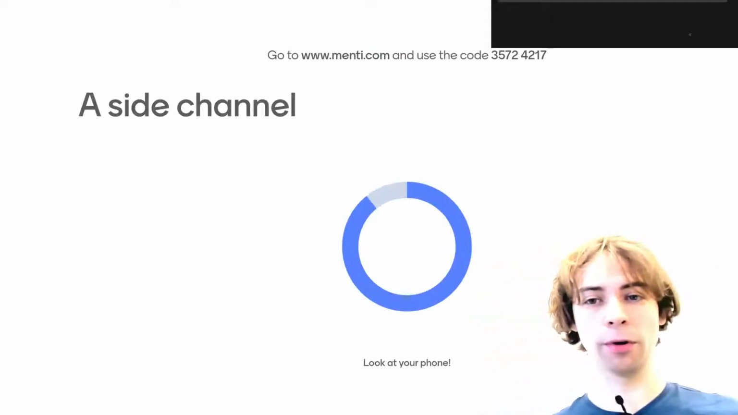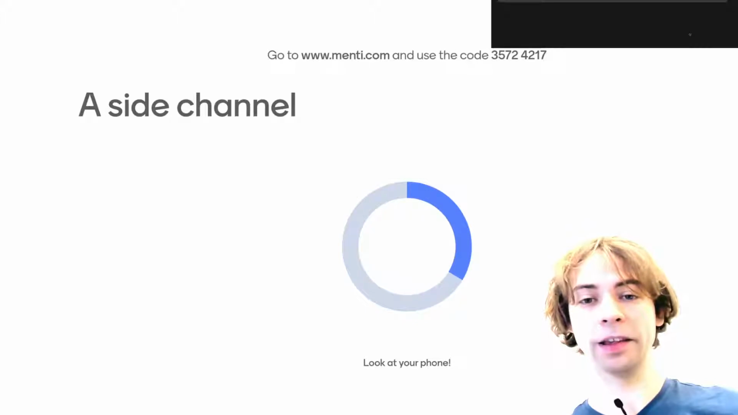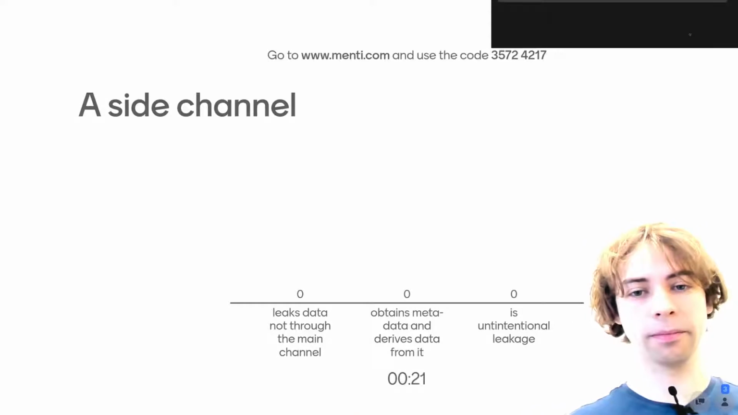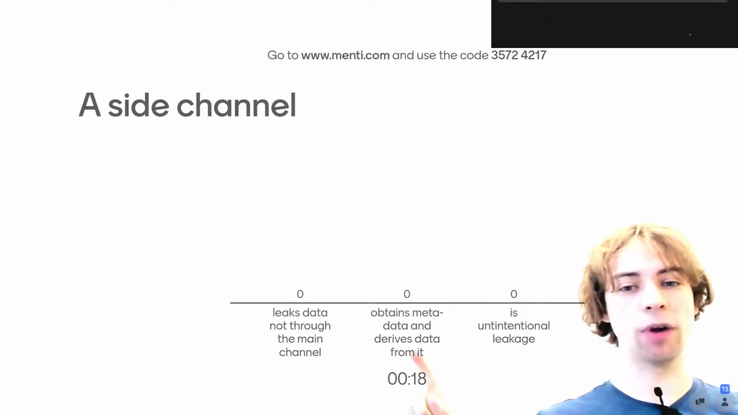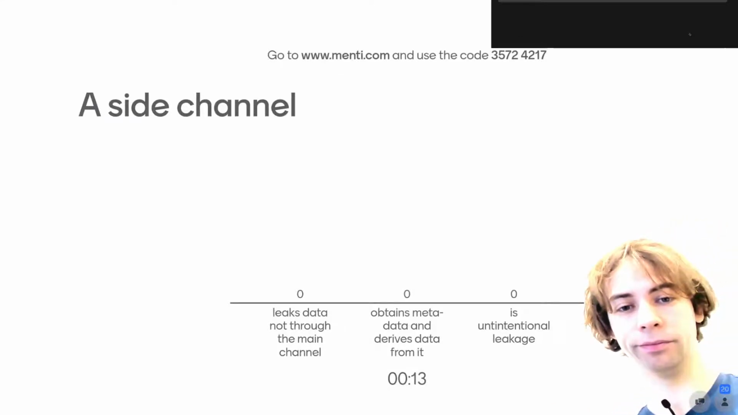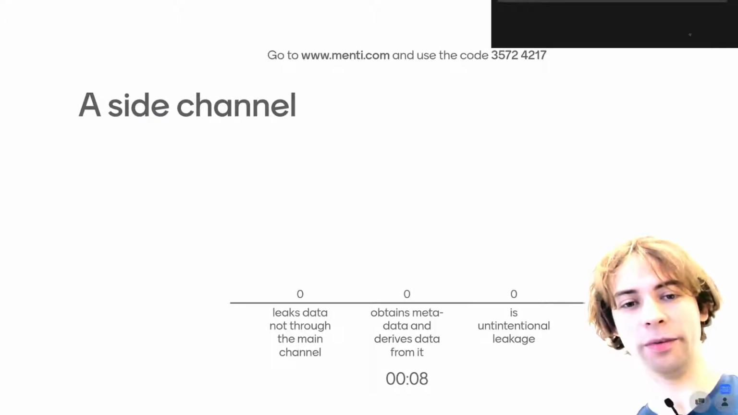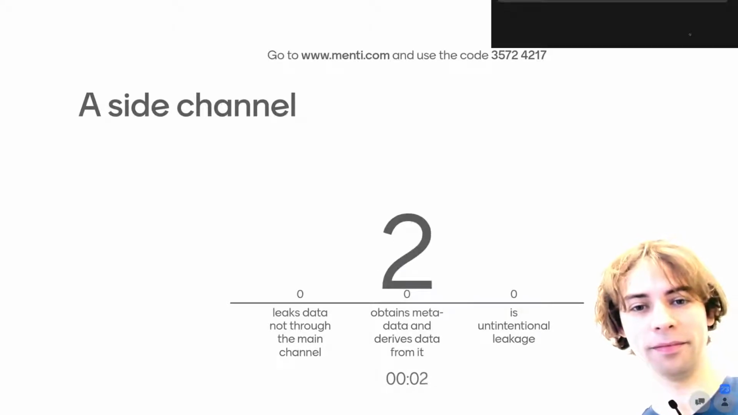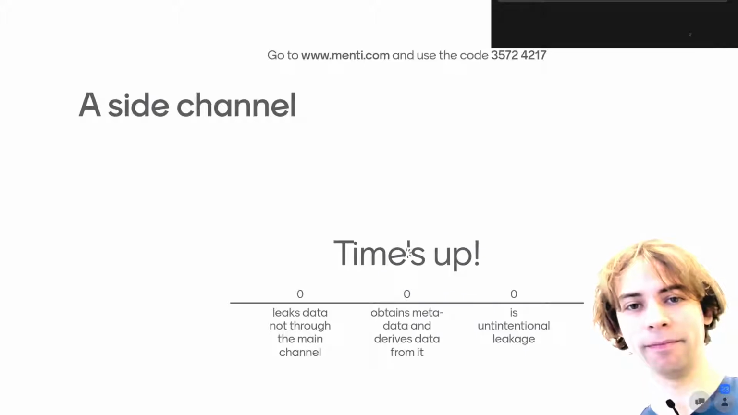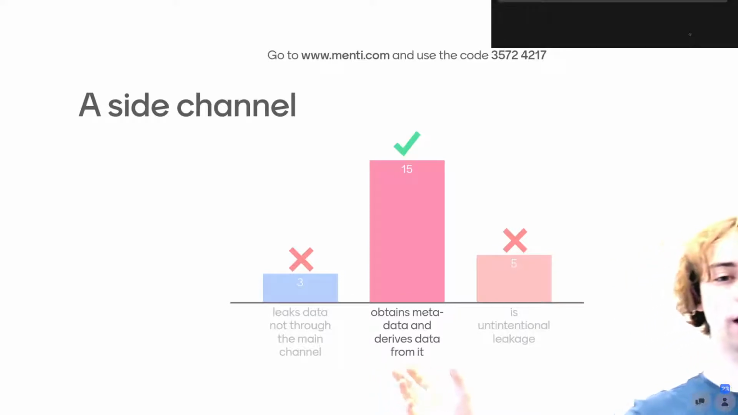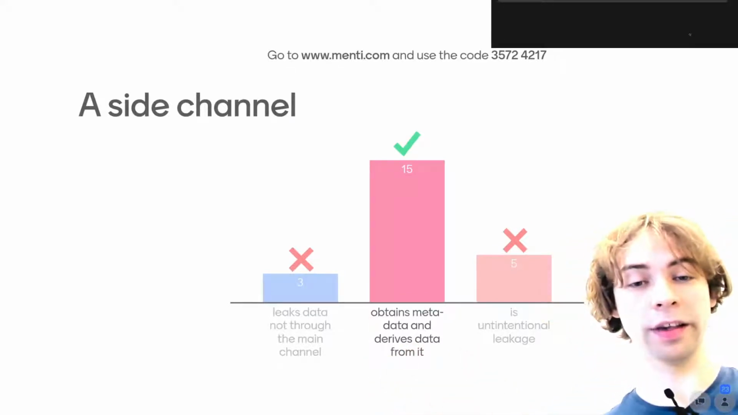Answer fast to get more points. A side channel, and that's the first question. A side channel leaks data not through the main channel, obtains metadata and derives data from it, or is unintentional leakage. And time is almost over. Yes, and most of you got it right. So that's the definition that we use for a side channel.